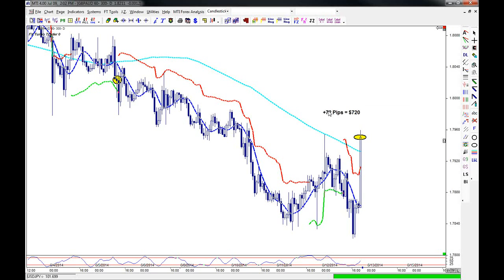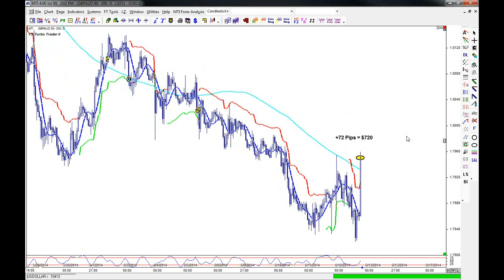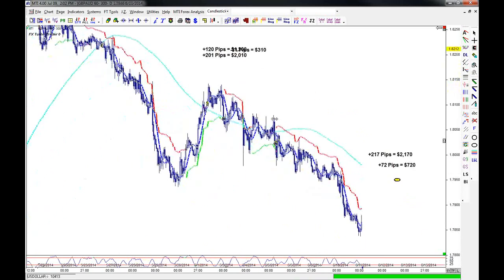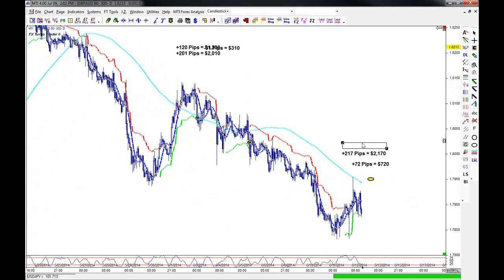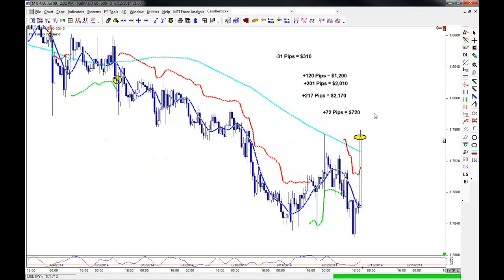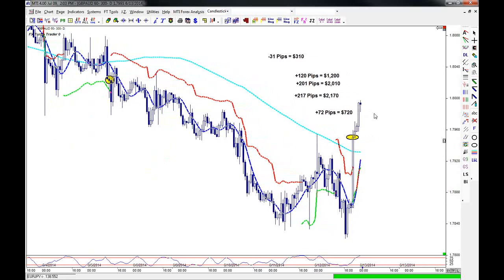So we just gained 72 pips, or 720 US dollars. So what I want to do at this point is bring this all together here, and I'm going to show you one more example. I'm going to show you where we're at in this market right now. All right, let's take a look at what the market does. So that's where we have a cross back above.